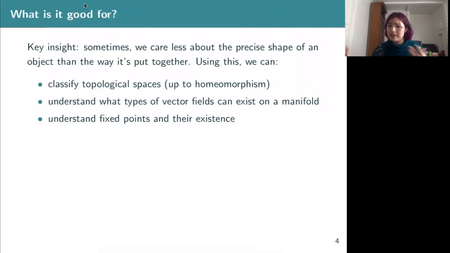You can also understand what kinds of vector fields are possible on a manifold. In a world with applications, we care about this because you can think of a lot of processes or data sets as vectors over some space. So if we understand which vector fields are or aren't possible, that can tell us a lot about a specific application. And you can also use this to prove things about fixed points and their existence, which has applications to steady states and things like this.